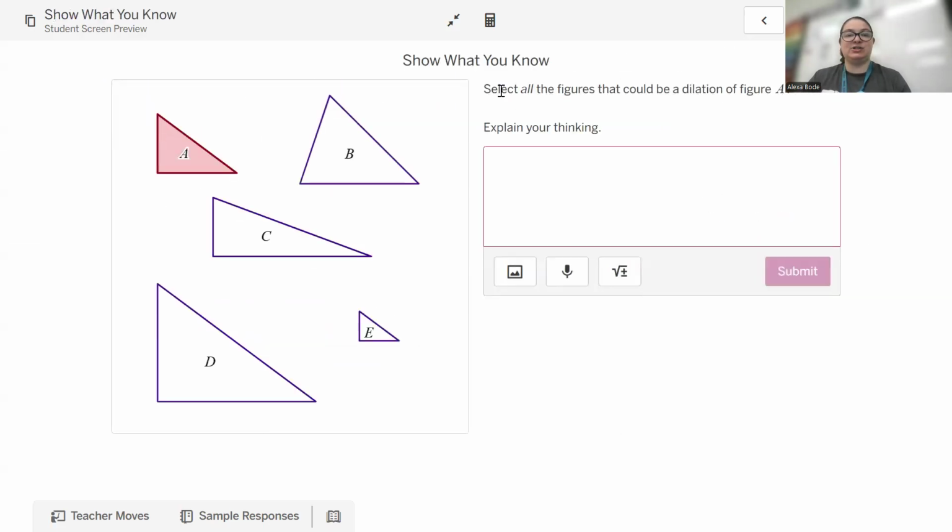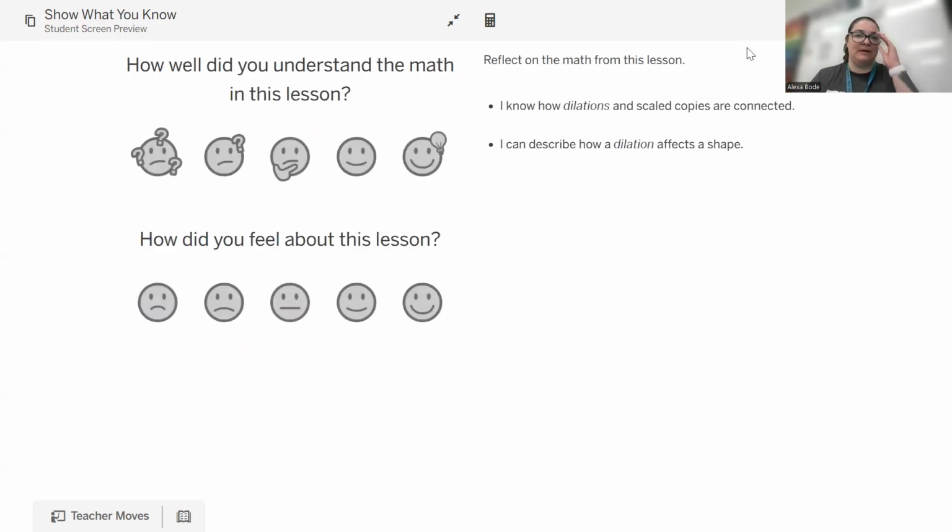Okay, slide 9, select all the figures that could be a dilation of figure A. So think about that kind of dilation machine with the point. Which one of these could be a dilation of A, and explain your thinking? And then tell me how you felt about the lesson today.